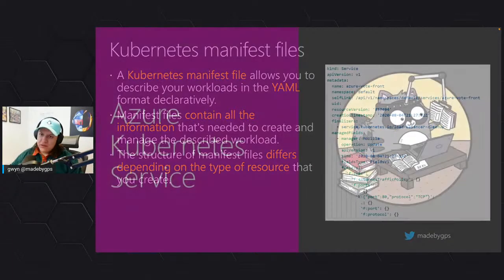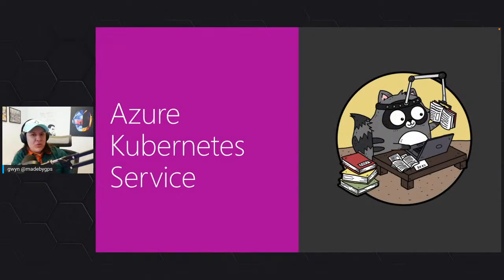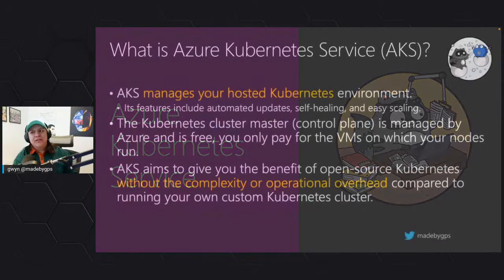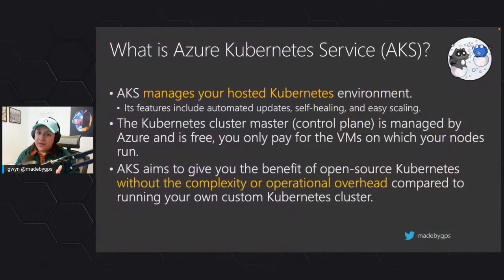Okay, now we can dive into Azure Kubernetes Service. I wanted to give you a high-level overview of Kubernetes concepts first, so that when we dive into AKS, it's not a completely foreign concept. So what is Azure Kubernetes Service? AKS for short, I'm just going to call it AKS now. It manages your hosted Kubernetes environment inside of Azure. Its features include automated updates, self-healing, easy scaling, and a few other things. Those are the highlights.